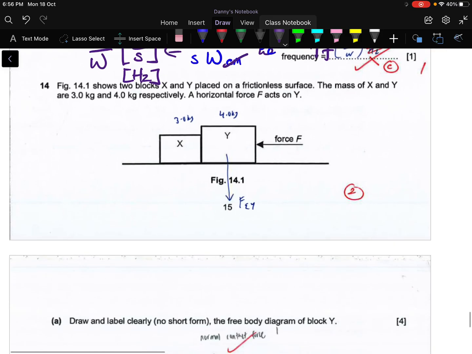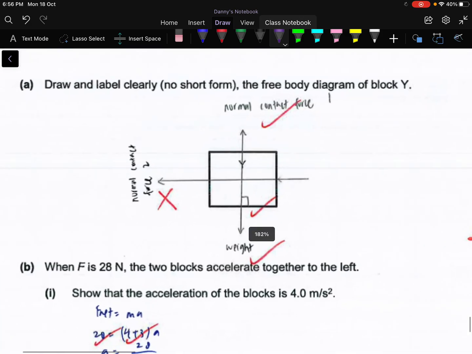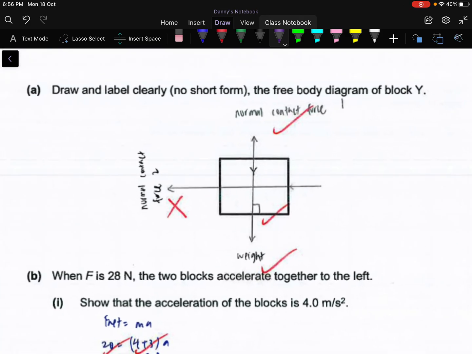Okay, for question 14, we are checking whether you can apply F net equals ma very carefully. So we give you a two-object system, you have X and Y. Down here you are asked to draw the free body diagram of block Y. So block Y alone, of course, you will have the weight, and then you will have your normal contact force, and very well, the student gave me the perpendicular angle there.